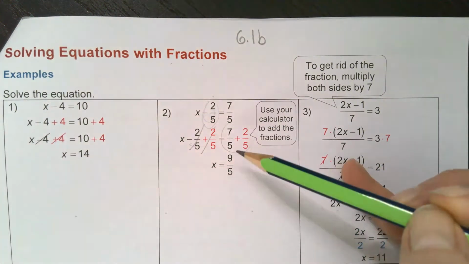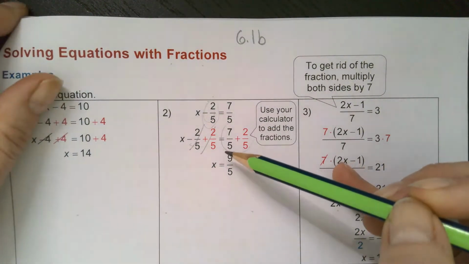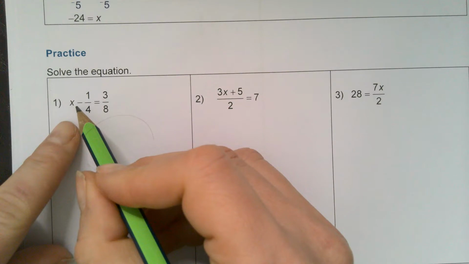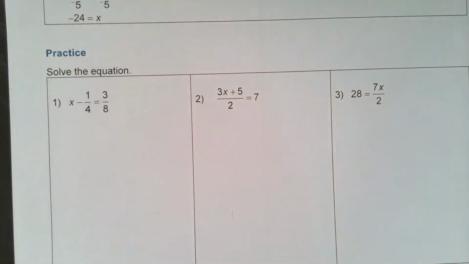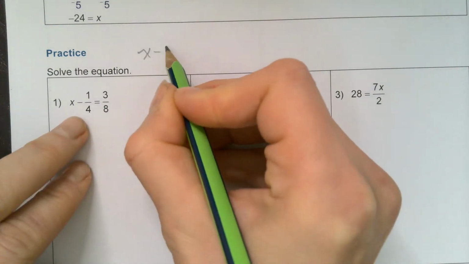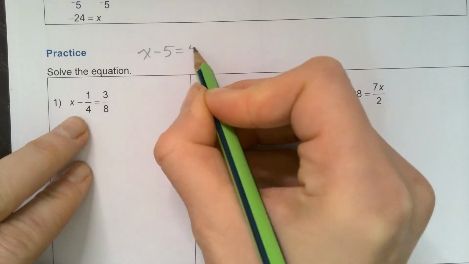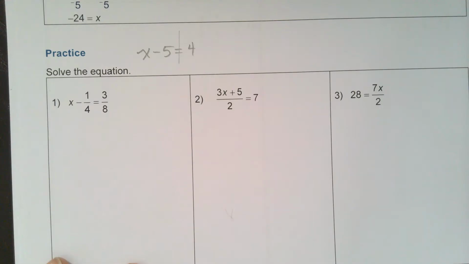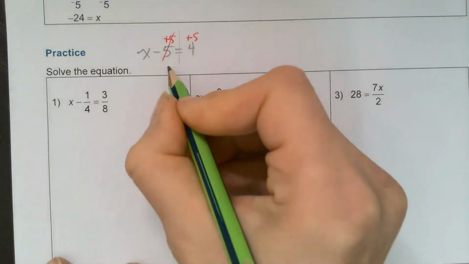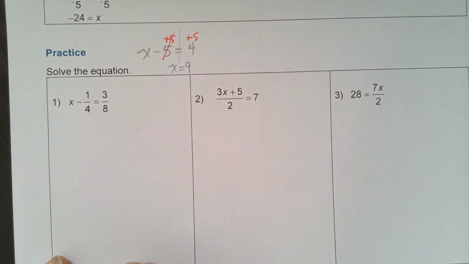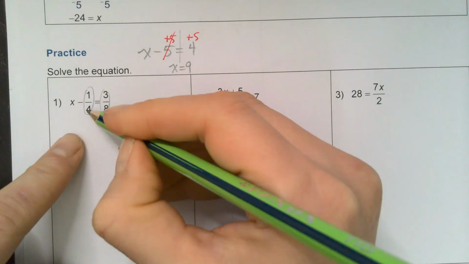So let's do an example like this one here. Okay, let's look at example 1. If I have a question that looks like this, I'm just going to make one up from my head. X minus 5 equals, I don't know, 4. So if I want to solve this question, I'm going to add 5 to both sides. That's gone. And I have x equals 9.